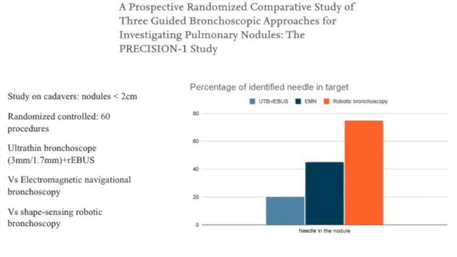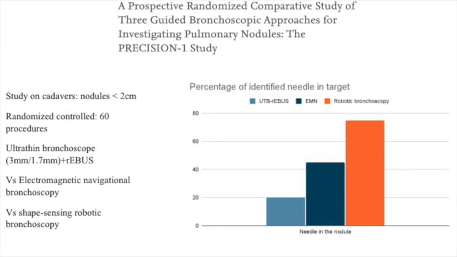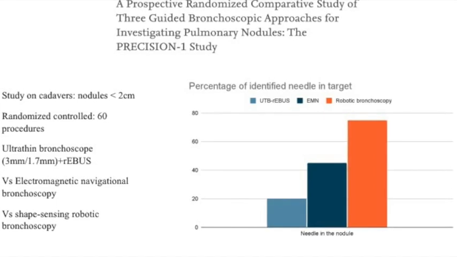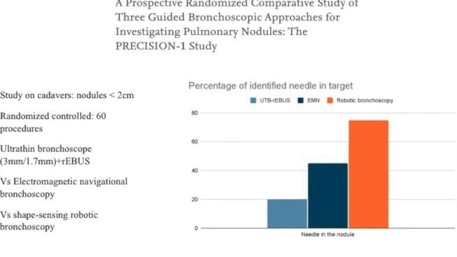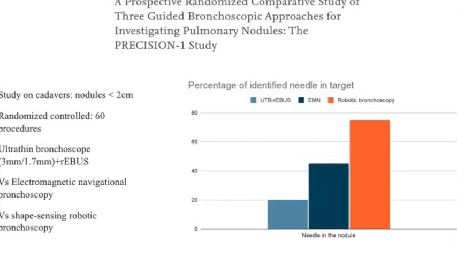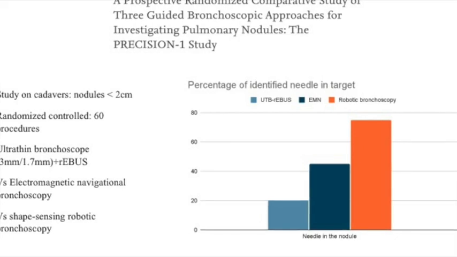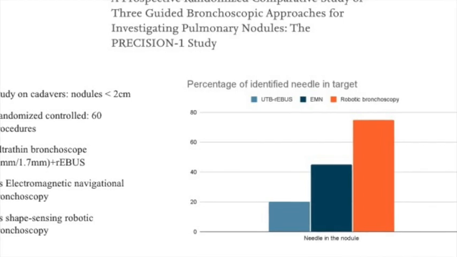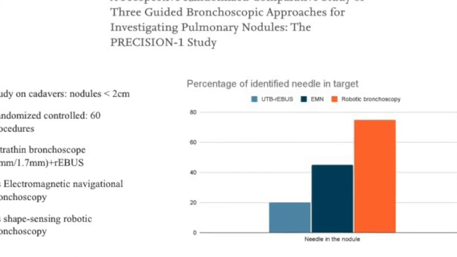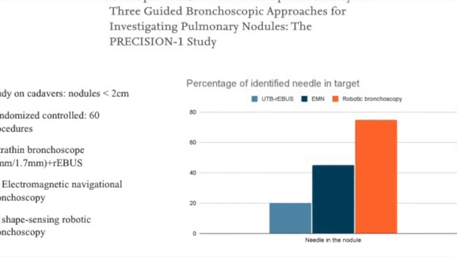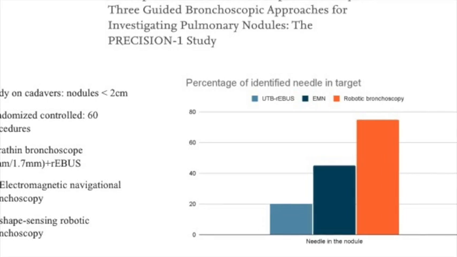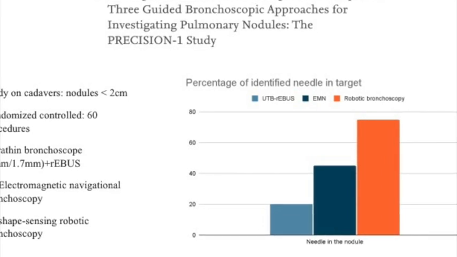And as you can see here on the right-hand side, the percentage of identifiable needle in the target is up to 75% or more in the robotic bronchoscopy group, compared to just above 40% for the electromagnetic navigation, and then only 20% for the thin bronchoscope with radial EBUS. And I have to stress again, this is a study only on cadaver, where there is no dynamic ventilation at all. So sometimes it cannot be applied to the real case scenario.